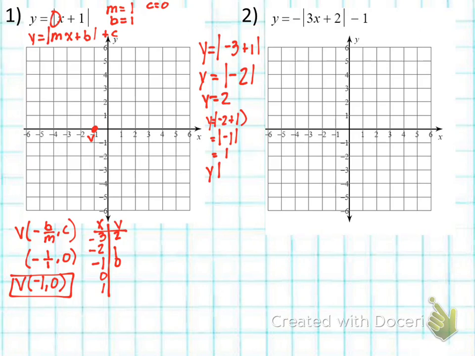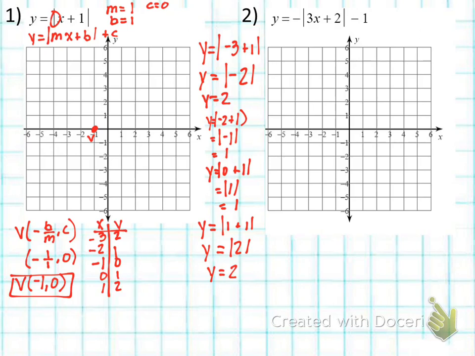Now we put in 0. Y is equal to the absolute value of 0 plus 1. 0 plus 1 is 1. Absolute value of 1 is 1. Putting in 1 now. Y is equal to the absolute value of 1 plus 1, which is the absolute value of 2. So y is equal to 2. Okay, so now I made my XY table. Now I know for these inputs, I have these outputs.